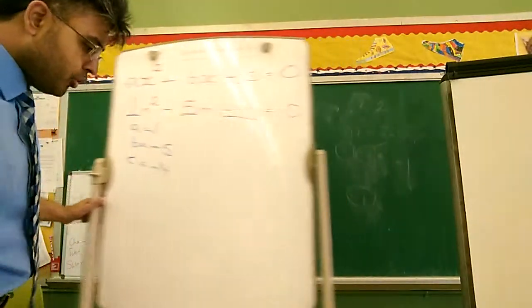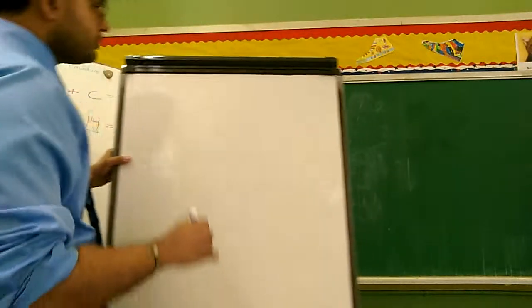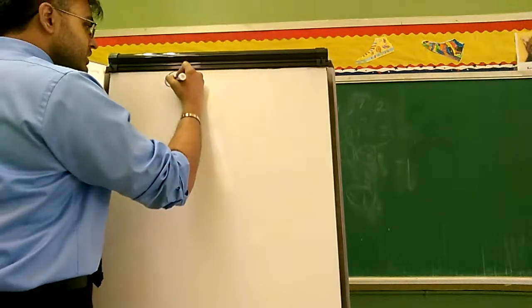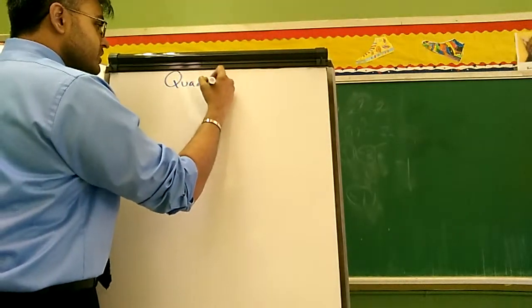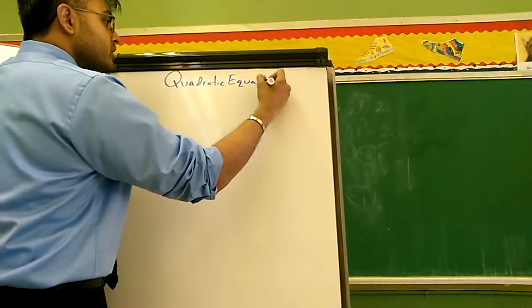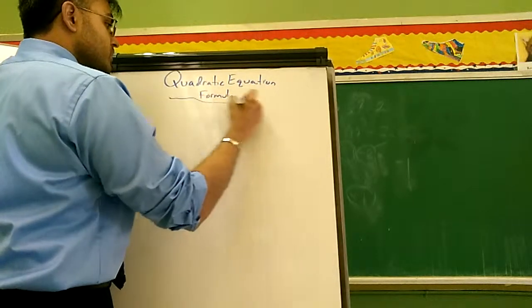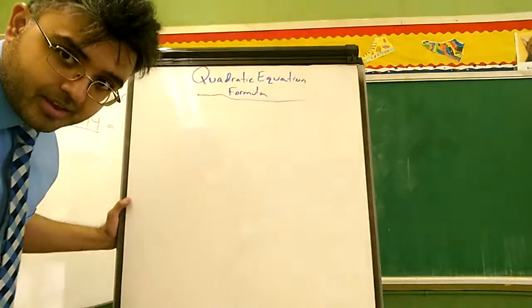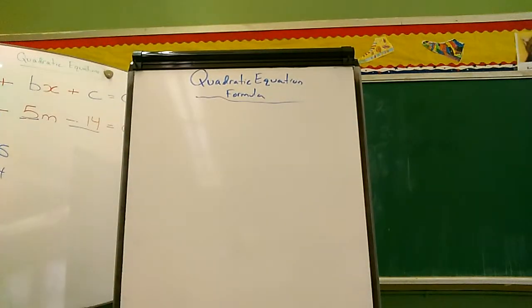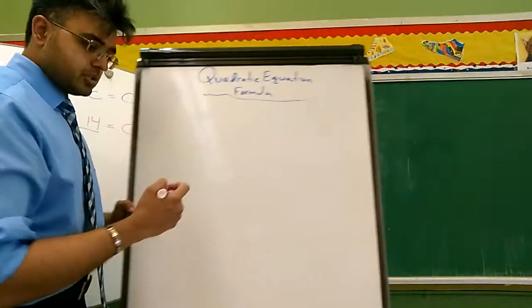And that formula, I'm going to use my little board here. That formula is called the quadratic equation formula. Stay with me here, okay? It's not that hard. The quadratic equation formula looks like this.